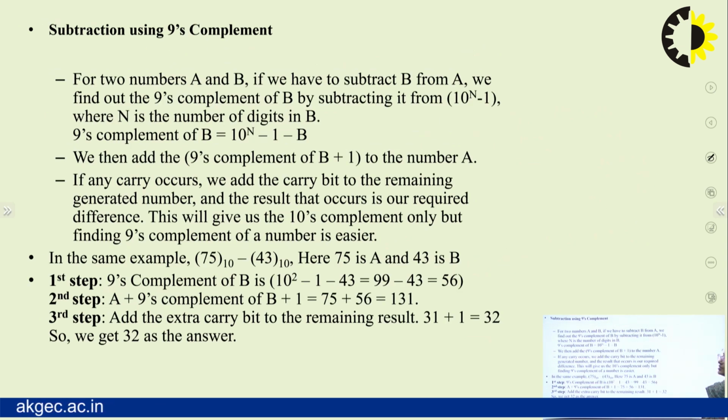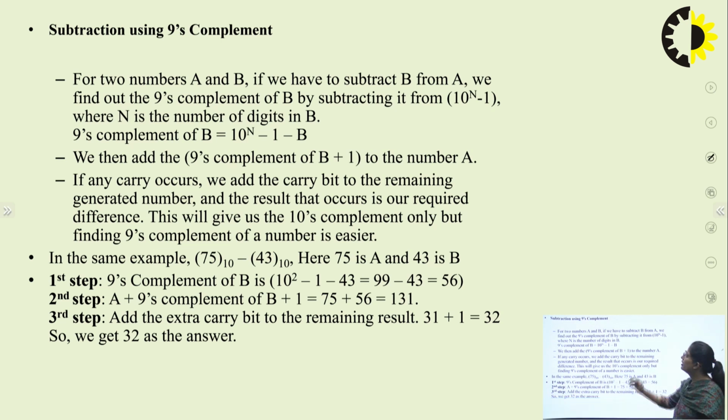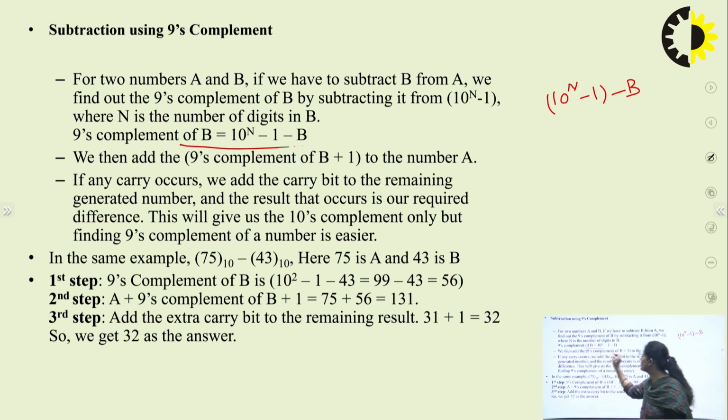Next is subtraction using 9's complement. Here the 10's complement is 10 to the power n minus B. But if we want to use 9's complement, what will we do? 10 minus 1 is equal to 9. So 10 to the power n minus 1, minus that number, will be our formula here. The 9's complement of B is equal to 10 to the power n minus 1 minus B.